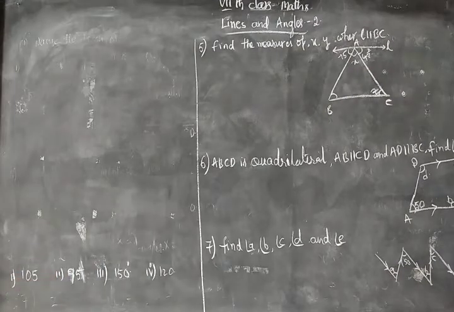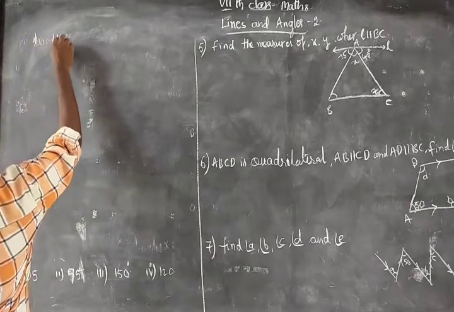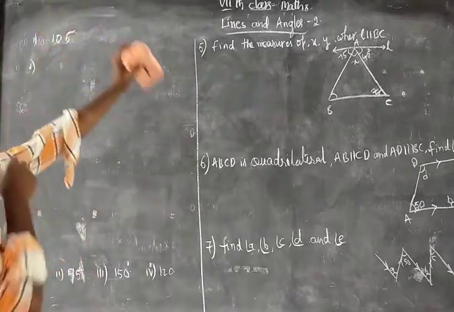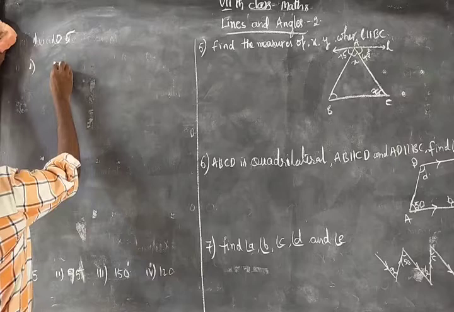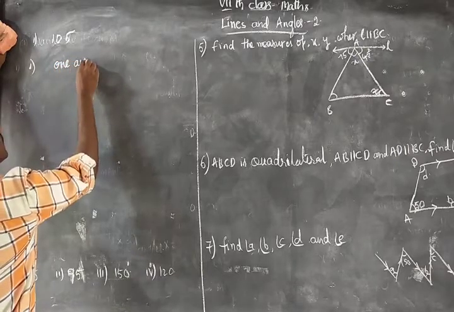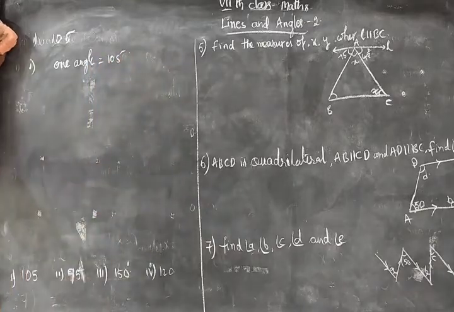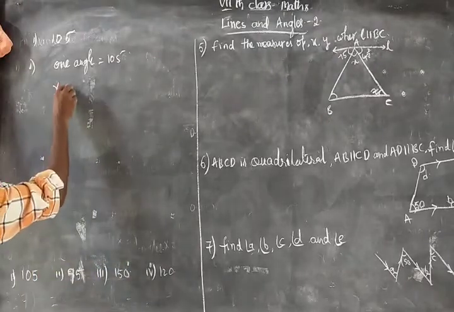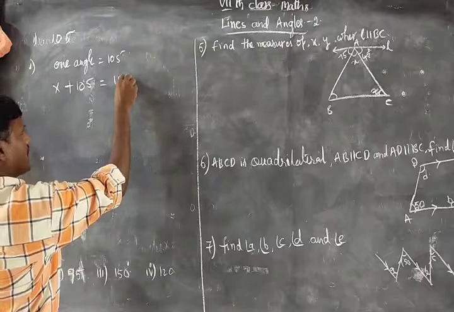See that 105 degrees. First one, how much is it? 105. Supplementary means the sum of two angles is equal to 180 degrees. We try to find the other angle. One angle is 105 degrees and the other angle we assume is x. So x plus 105 is equal to 180 degrees.